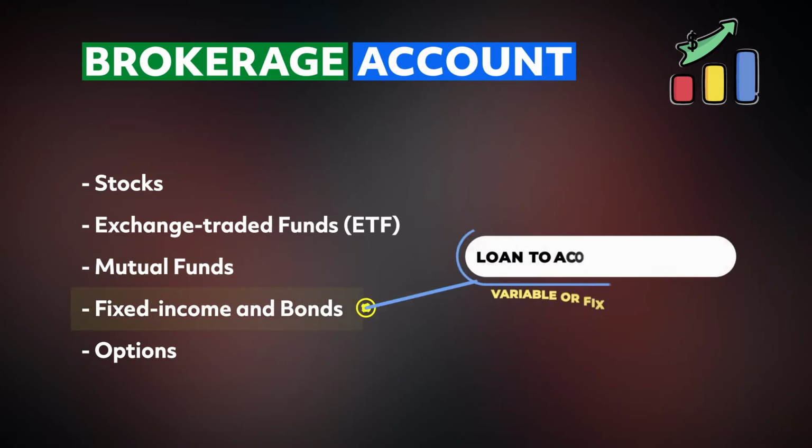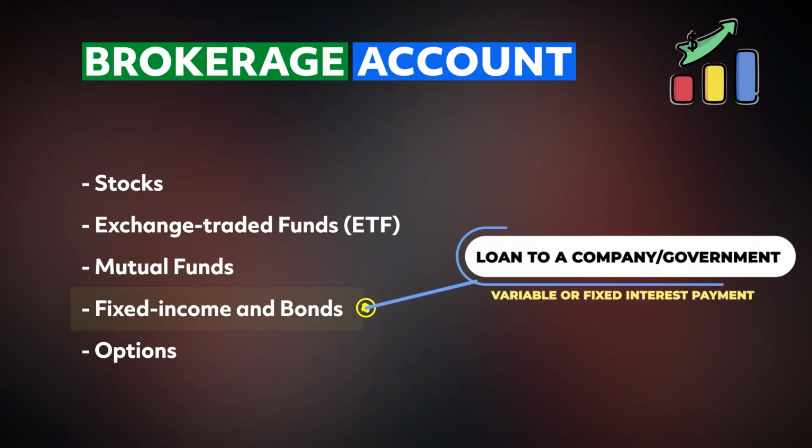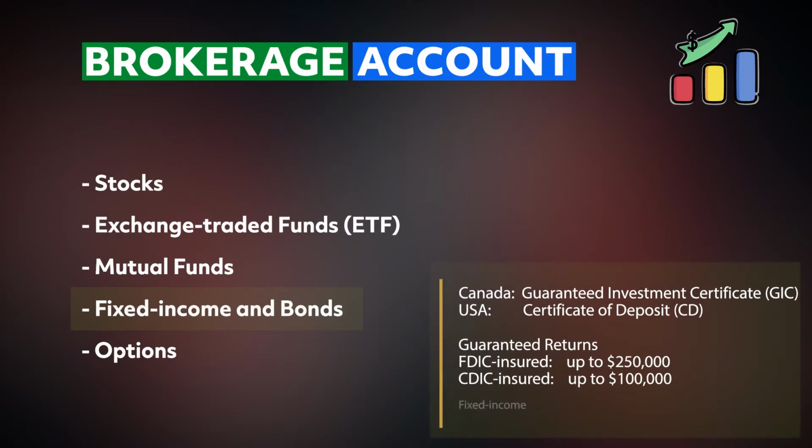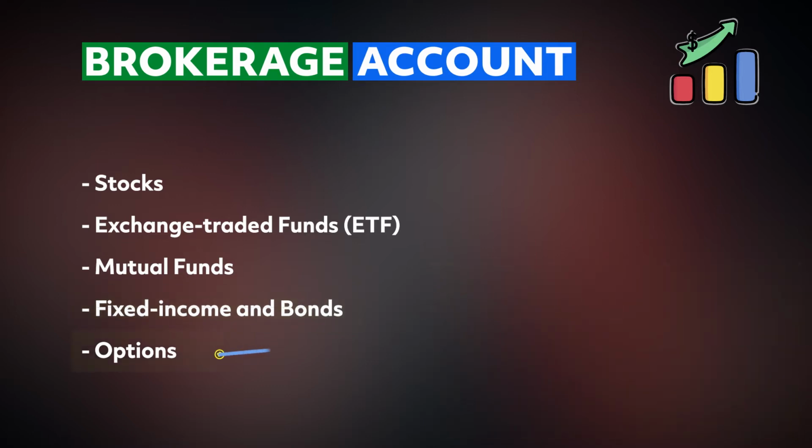A bond is a loan you make to a company or government that they pay you back with interest. Bonds are fixed income investments. And fixed incomes such as a GIC in Canada or a CD in the United States have a guaranteed return and can guarantee your initial investment up to $100,000 or even more, so contact your bank.